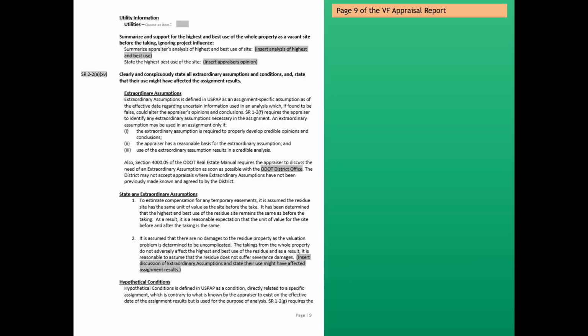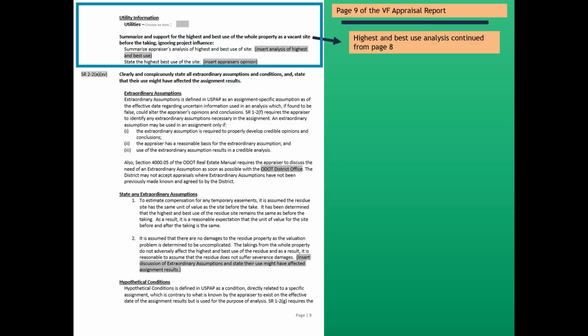Now we're going to page 9, still under highest and best use. We put in the utility information and then summarize all that information and put a statement on what the highest and best use of the site is, and then the highest and best use, we're going to summarize the appraiser's analysis of highest and best use, and then we're going to state what the highest and best use of that site is.